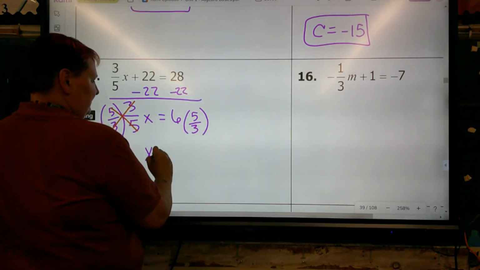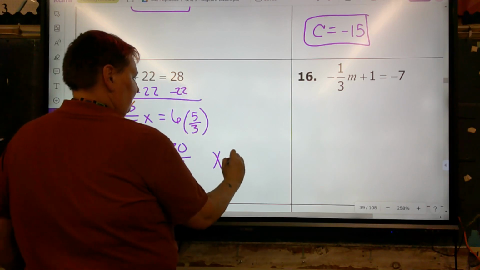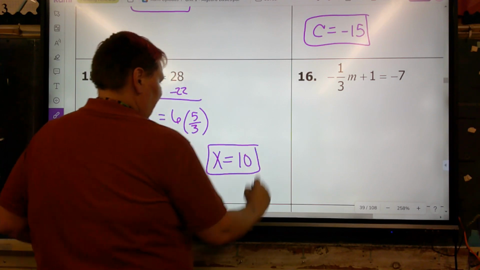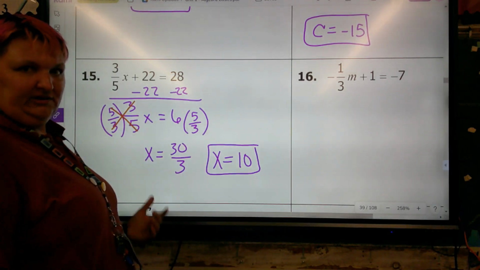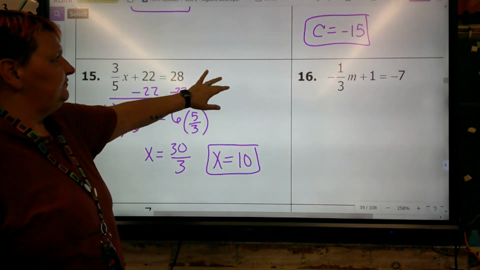X equals 30 over 3. 30 divided by 3 is 10. If it can be simplified, simplify it. If it can't be simplified, you can leave it like that. That's fine with me. All right?